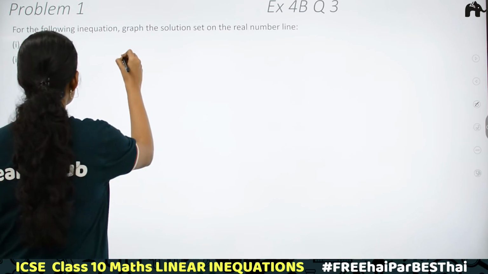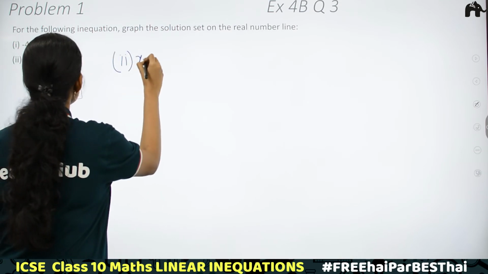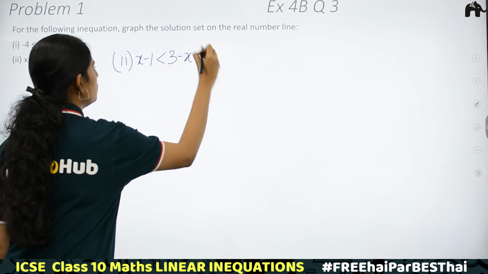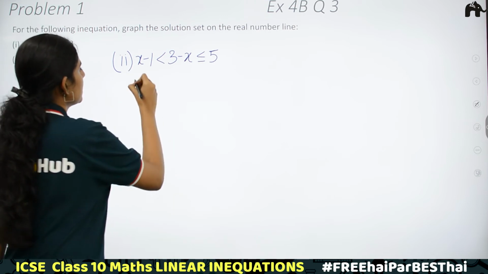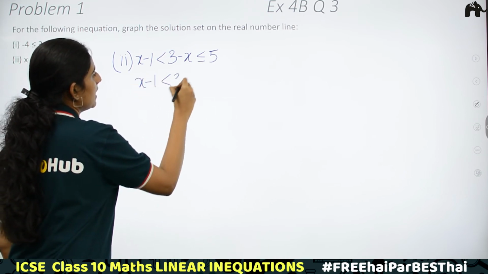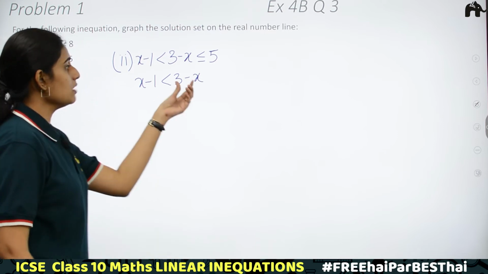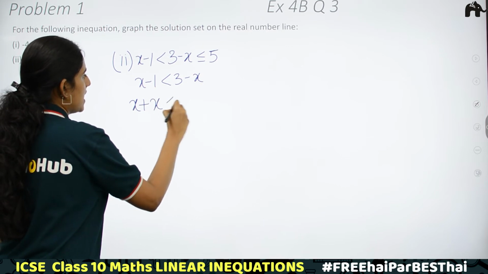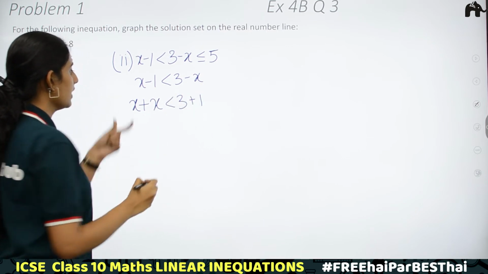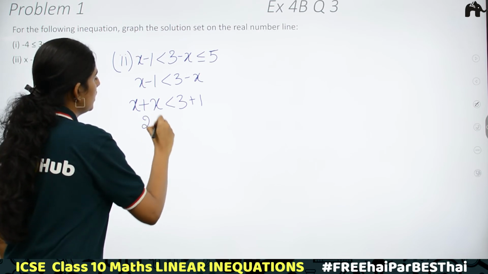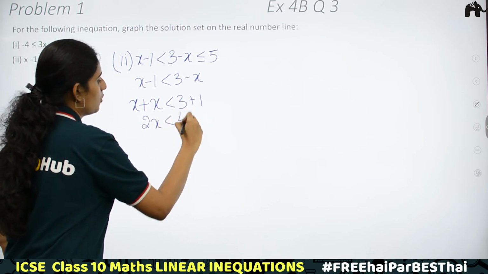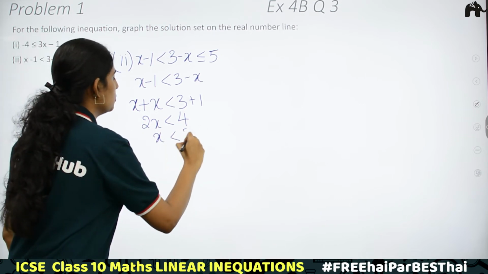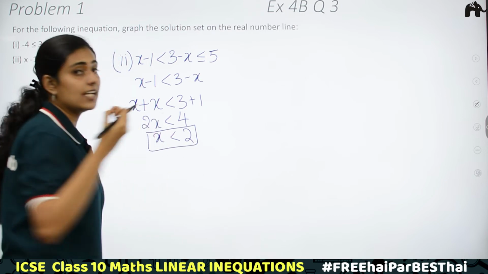Second inequation is x minus 1 less than 3 minus x less than or equal to 5. Take the first part, x minus 1 less than 3 minus x. Shifting minus x to the LHS. X plus x less than 3 plus 1. X plus x is 2x. 2x less than 3 plus 1, 4. Dividing on both sides with 2, you will be getting x less than 2. The value of x is less than 2.